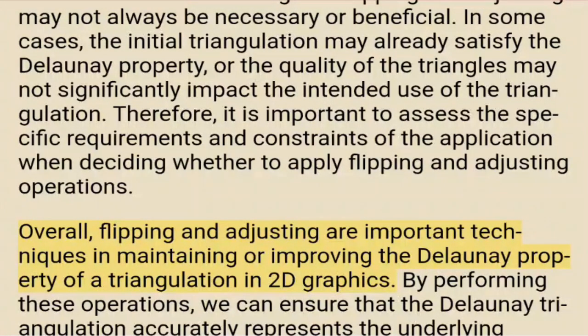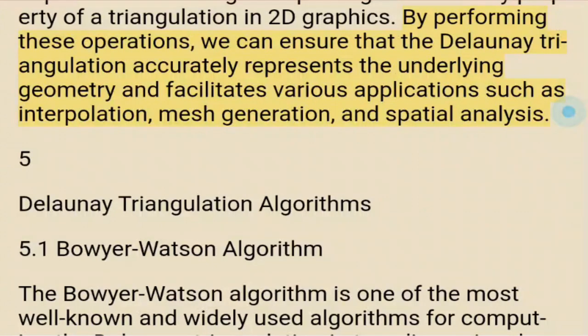Overall, flipping and adjusting are important techniques in maintaining or improving the Delaunay property of a triangulation in 2D graphics. By performing these operations, we can ensure that the Delaunay triangulation accurately represents the underlying geometry and facilitates various applications such as interpolation, mesh generation, and spatial analysis.